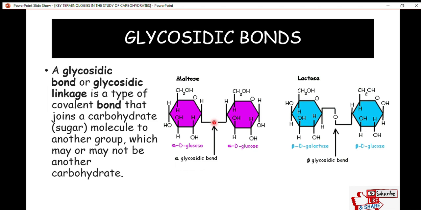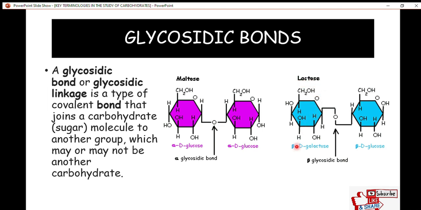It's a covalent bond between two sugar molecules, and it is formed by the hydroxy groups. The two hydroxy groups form a bond with a loss of water, forming this glycosidic bond, which is a covalent bond. For example, let's also consider lactose. When we talk about lactose, we have a galactose and a glucose that form lactose.